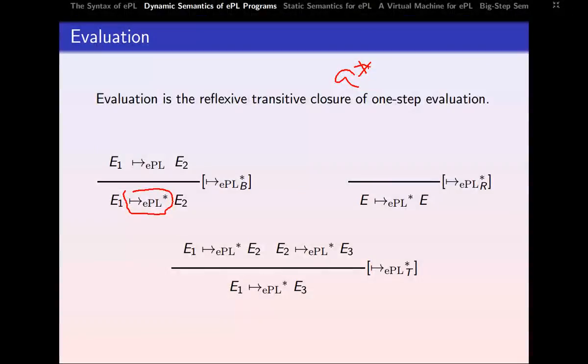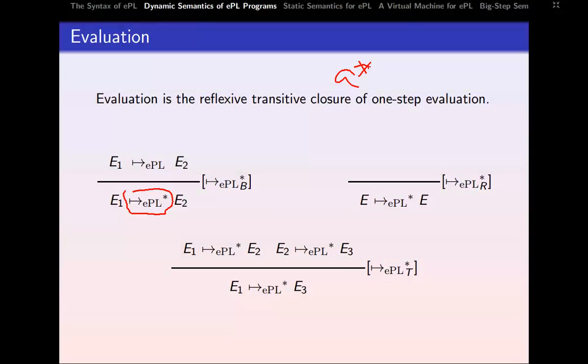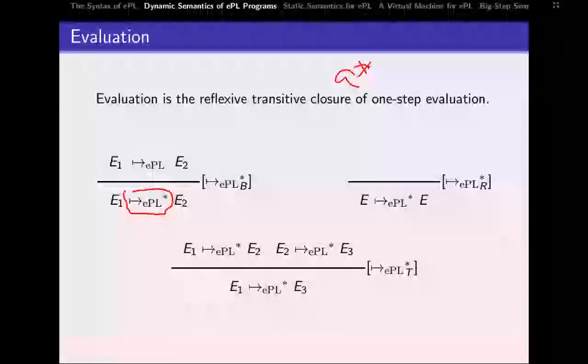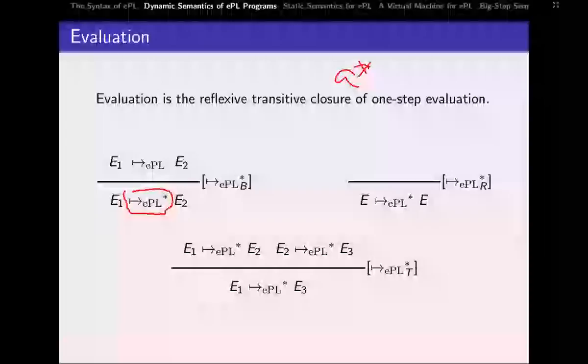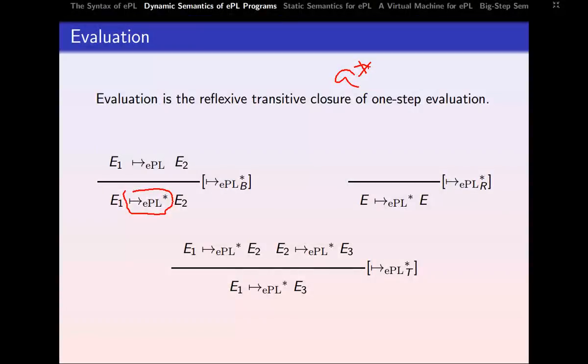So I don't want you to be focused on that right now. Take the arrow star as a name for a new relation, which is the full evaluation relation. We're defining that via a set of inductive rules. And the first rule always is the lifting rule, because we're basing this relation on a previous one.